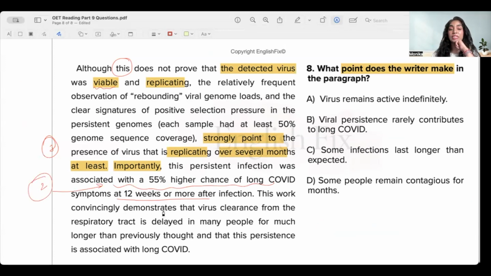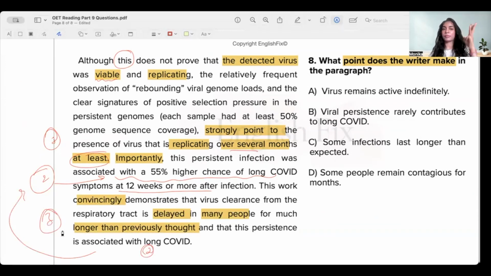This worked convincingly. So convincingly, that means we are convinced. Three things I am getting to know from this entire thing. Number one, what is that thing? That the viral persistence, whatever that is, that's happening for over at least a few months, 12 months, several months it's happening. We don't know for how long. And then they gave me an example and they told me that there's a higher chance of long COVID happening here at 12 weeks or more. So the associated chance is the second idea.